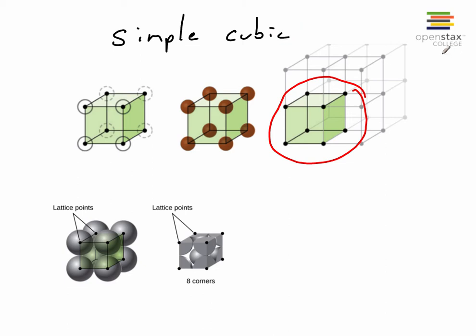All the images of the different types of cells are taken from the OpenStax chemistry book, which is free, and you can download it from the website of OpenStax.